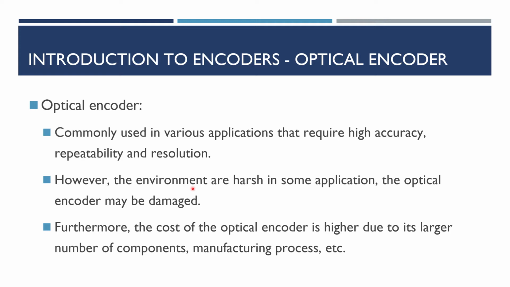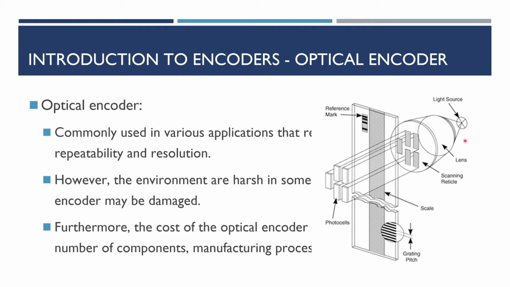As for the optical encoder, it is often used in applications that require high accuracy, repeatability, and resolution, but it has low resistance to the environment, and in most applications, such as machine tools, metal chips, cutting oil, and dust are generated during the machining process. The environment is therefore very severe. In this condition, the optical encoder may have errors or be broken. Moreover, the cost of the optical encoder is high due to its large number of components. It's composed of an LED as a light source, a reticle, a scale, and a light detecting sensor. Its manufacturing process also increases the cost.